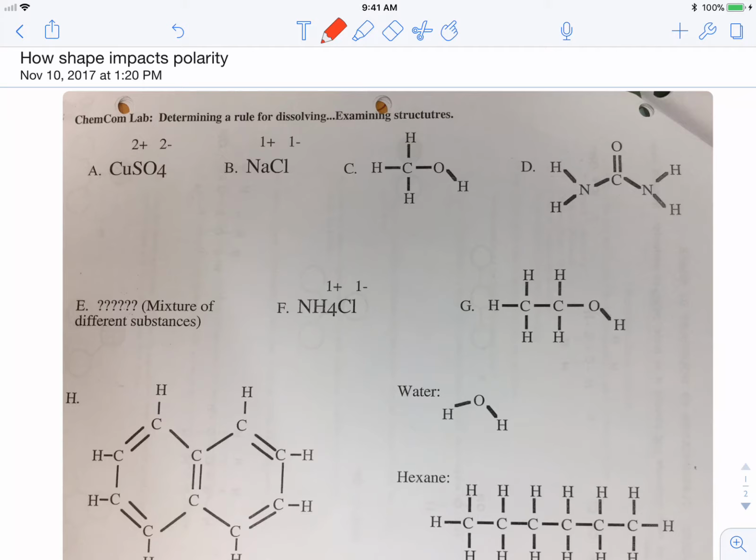Hey everybody, this is Mr. Mott. What we're going to do is go through and further examine what was going on in our rule for dissolving lab, where we came up with the rule "like dissolves like."